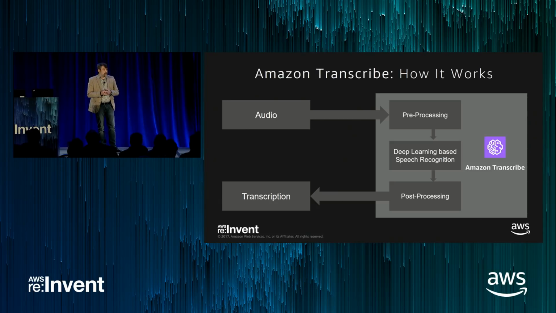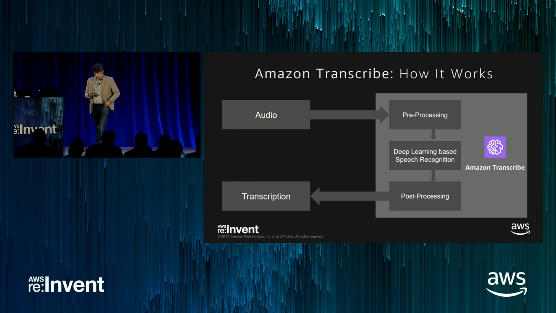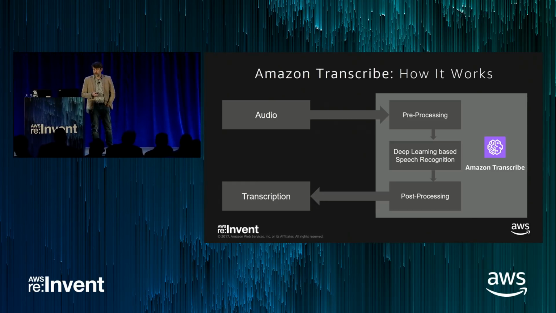In the post-processing, similarly, we need to label. For example, punctuation is part of the pipeline. We need to format it so that it's easier for you to utilize it even further.